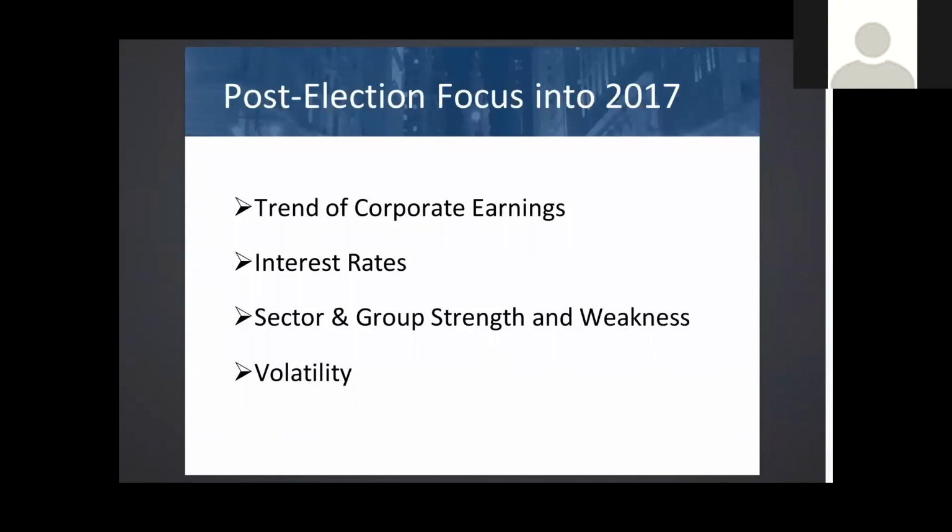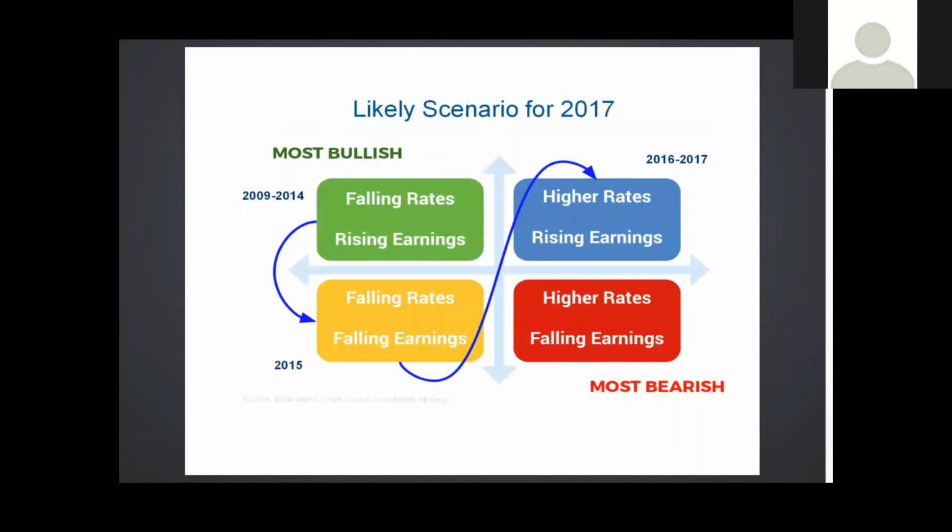Now, what should your focus be in 2017 post-election? Well, 4 things are of major importance: the trend of corporate earnings, where interest rates are headed, sector and group strength and weakness, and volatility, because volatility is going to be with us all through 2017, especially with this new regime in Washington where the Republicans control both houses of Congress and the White House.